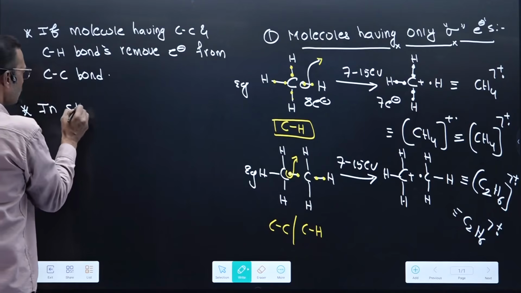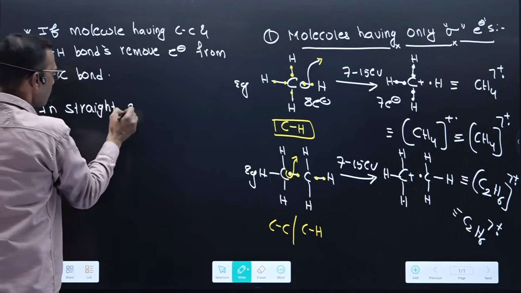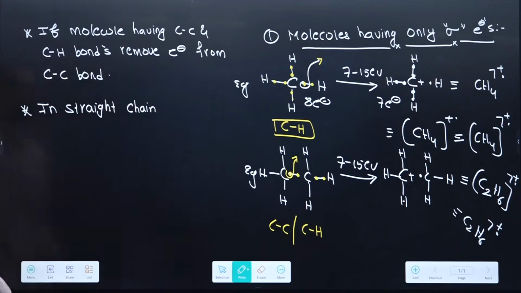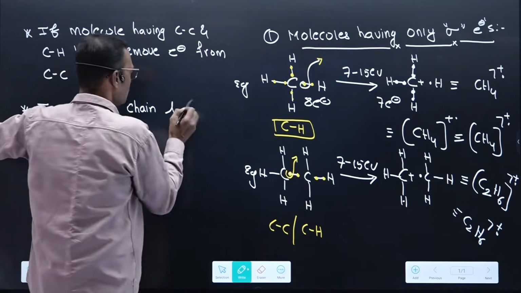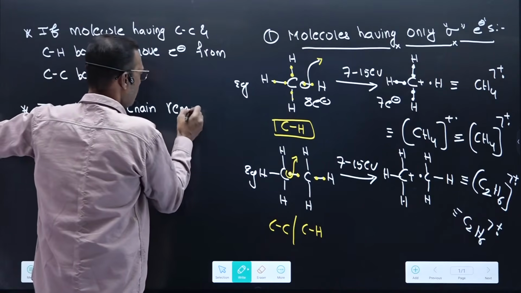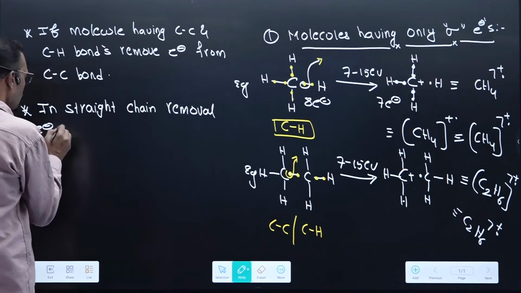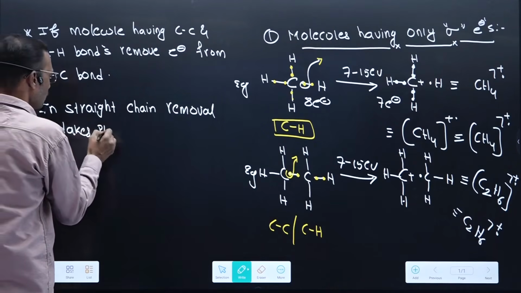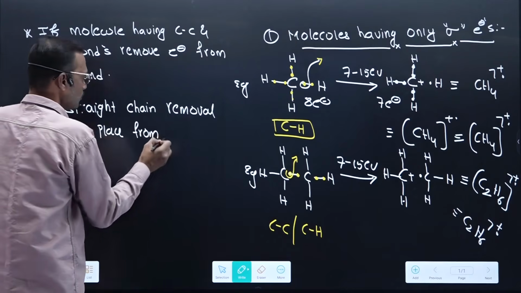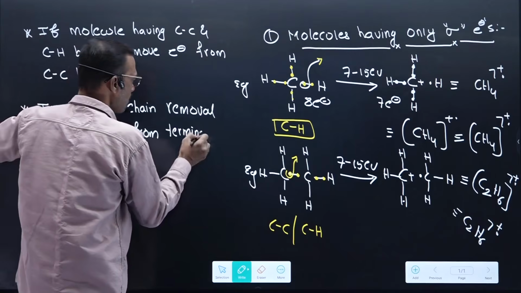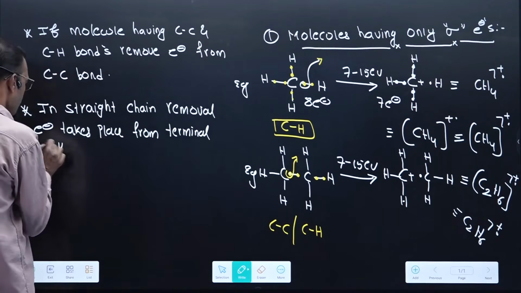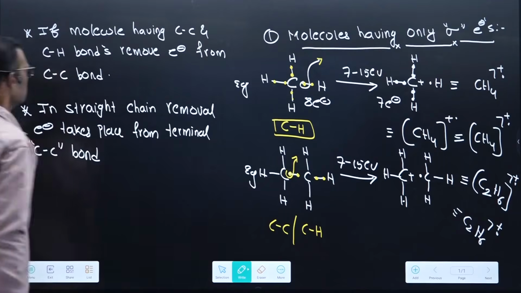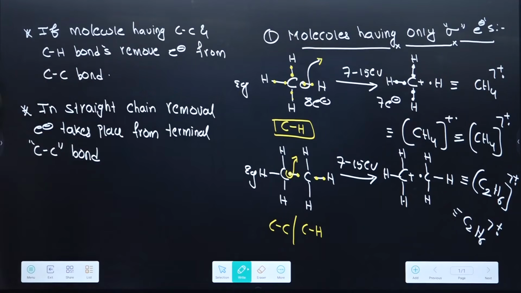Suppose I take any straight chain. In a straight chain, removal of electron takes place from the terminal carbon-carbon bond. Suppose a straight chain is present, try to remove the electron from the terminal carbon only. Don't try to remove it from the middle. In that, different C-C bonds will come.